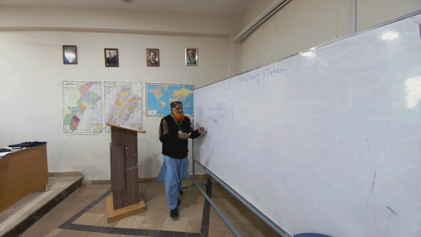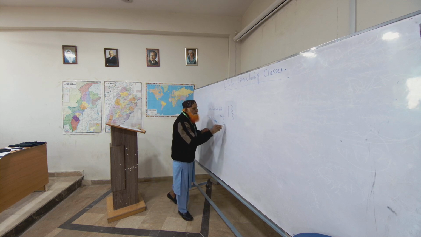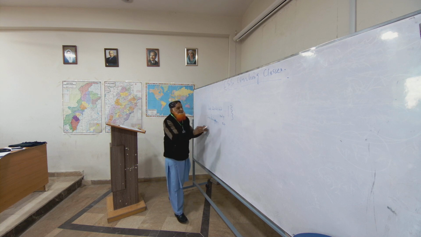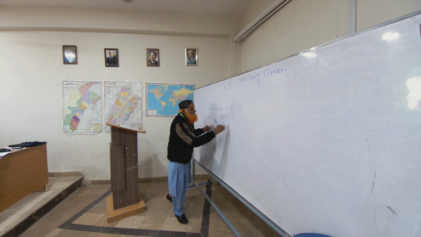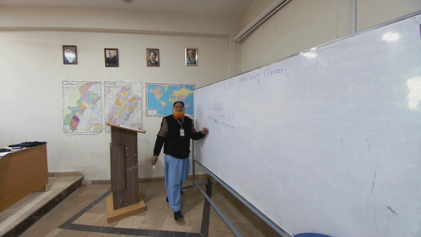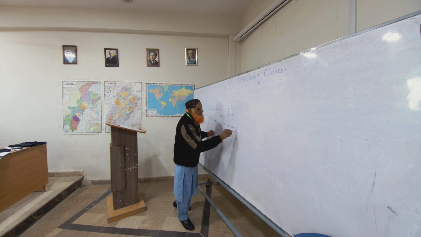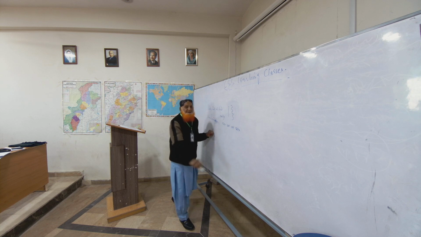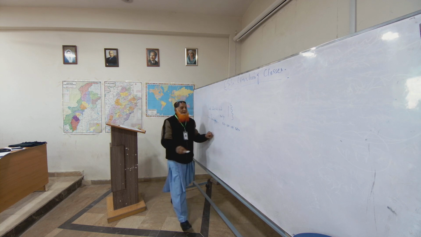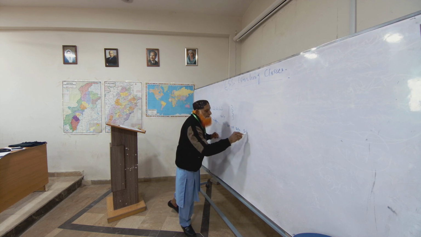For example, sit. This is the infinitive, first form. Its simple past tense is sat. Then past participle, again sat. Then for the third person singular in present indefinite tense, we add s to the verb, which is sits. And the fifth form is sitting, the present participle.